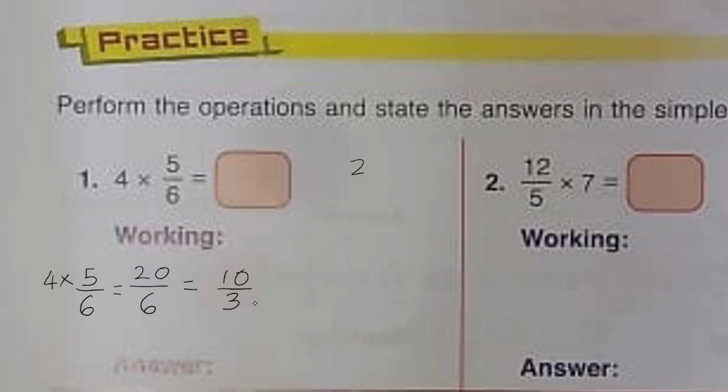So now we divide 10 by 3. So 10 divided by 3 is 3, and 1 left over to make 10. So 3 threes are 9, and 1 left over to make 10. So the answer is 3 and 1 over 3. Okay, so that's how we find the answer for number 1. Number 2.